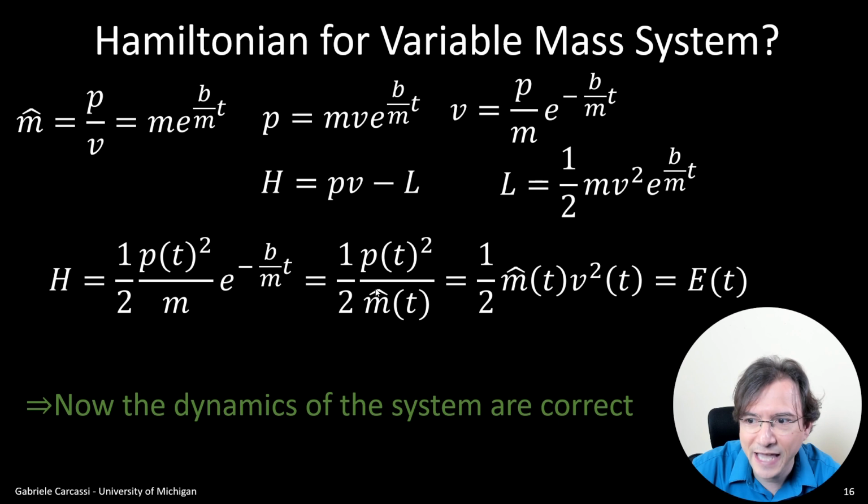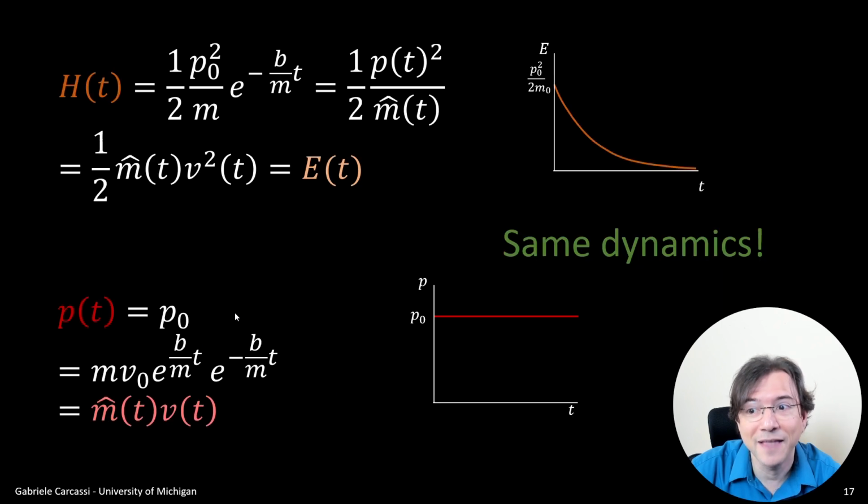And so we just have p squared over m hat, which is going to be equal to 1/2 m hat v squared. And this is exactly the energy. And so the Hamiltonian now is the energy. And so the dynamics of the system is now correct. And so we don't have the system with a different dynamics like we had before. We have a Newtonian system, and therefore a Lagrangian system, that match the dynamics, where the energy is the energy and the momentum is the momentum.